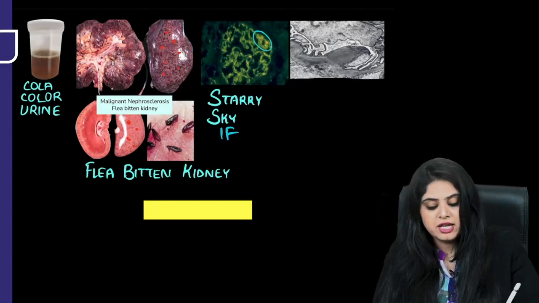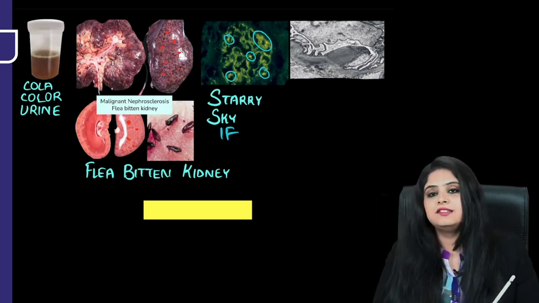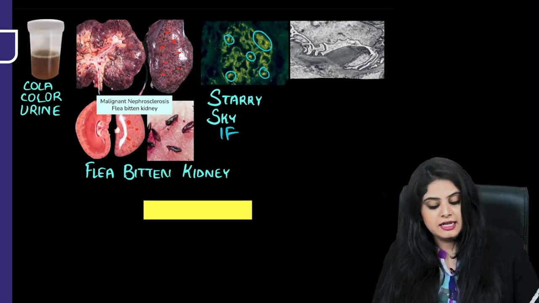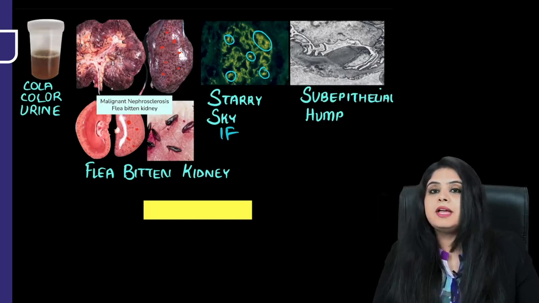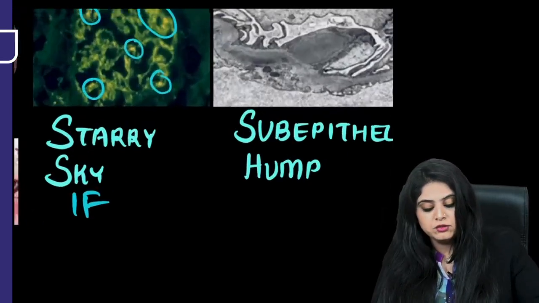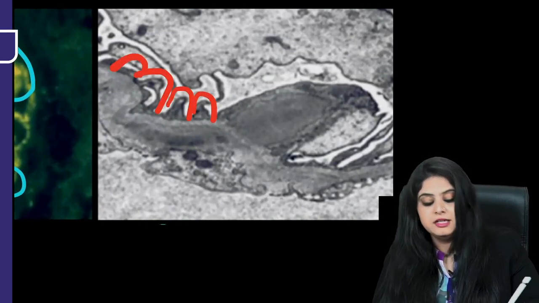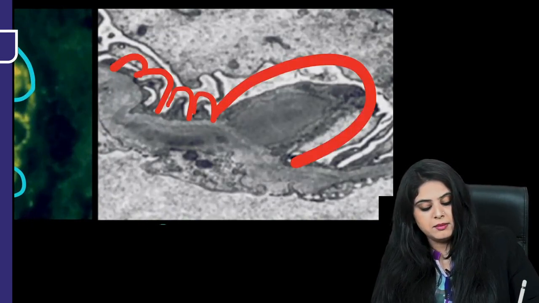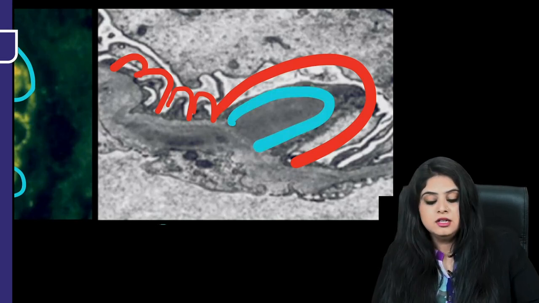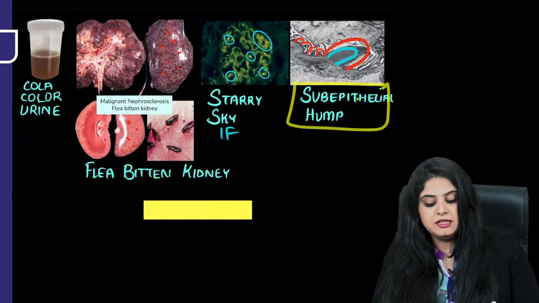Some areas will be shining a lot, like the stars, you will see some areas are shining a lot. That is starry sky immunofluorescence. And electron microscopy shows you subepithelial humps. Means if I zoom into this picture, I will see ye wo podocytes tha, epithelium, podocytes. Suddenly one podocyte is big like a mountain because something is sitting under it. So that is referred to as a subepithelial hump.